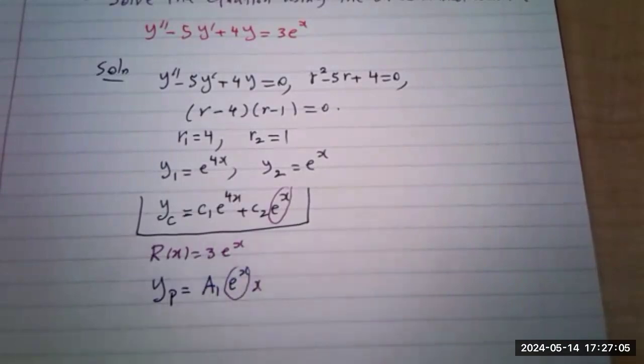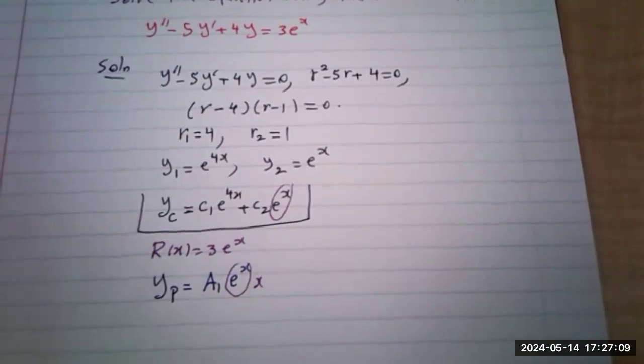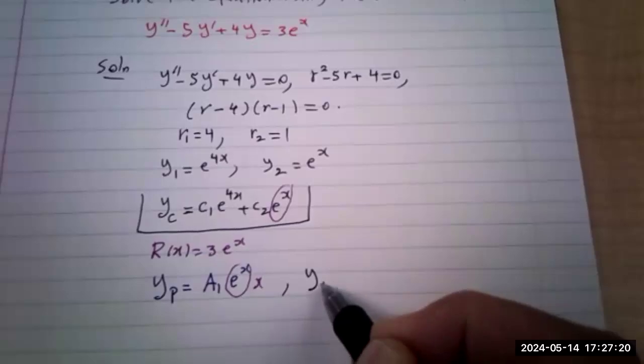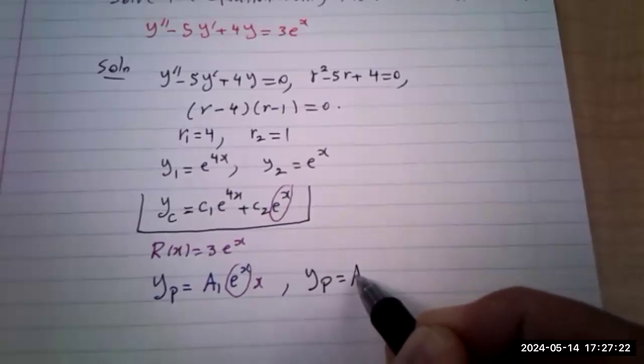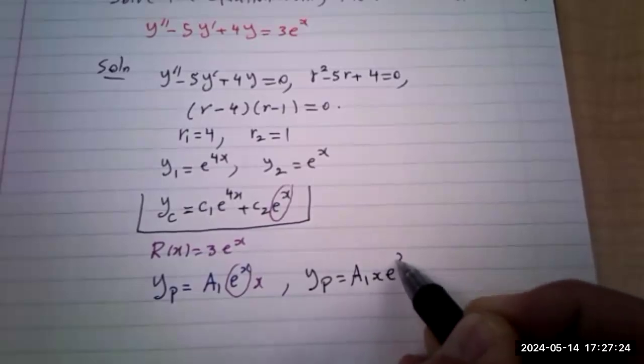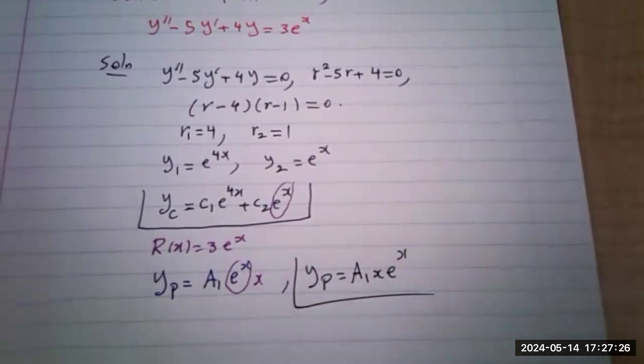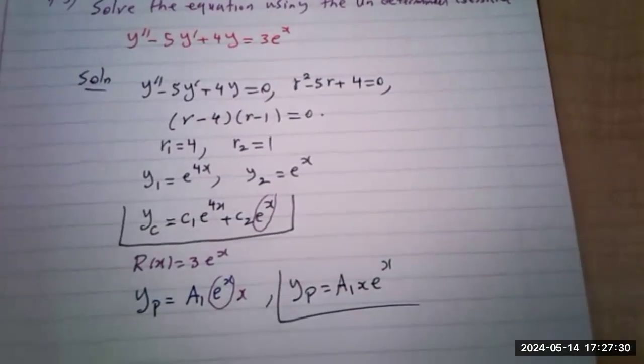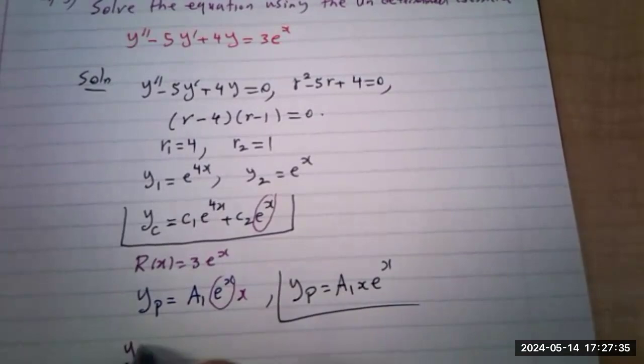In this case, there is nothing else. And you check it. If it's duplicated again, you multiply by x squared. I think you will get a straightforward one. It's just going to be a second order. So yp is going to be a1 x e to the x. So you have to differentiate it and substitute in the original equation and get the a1.